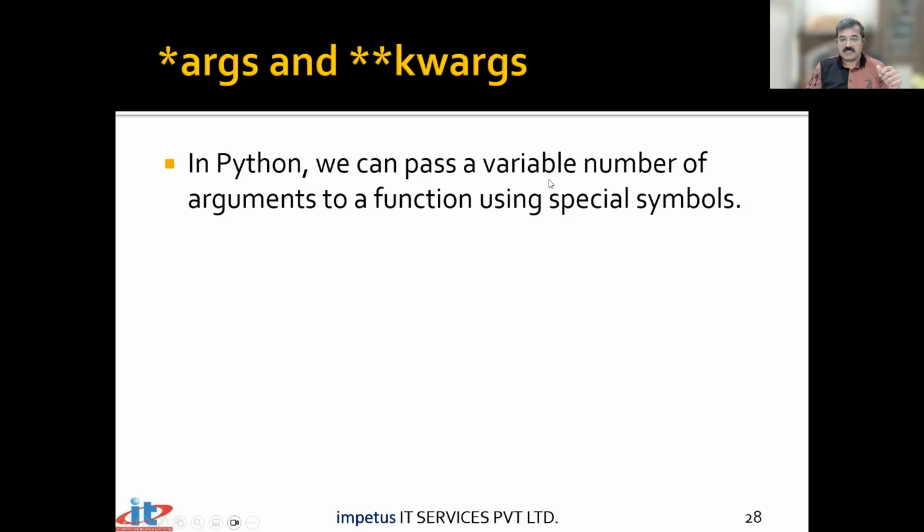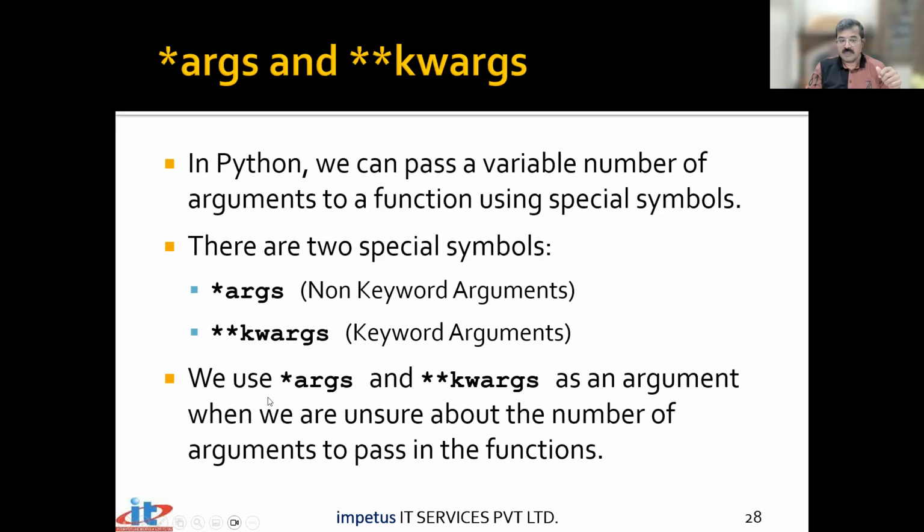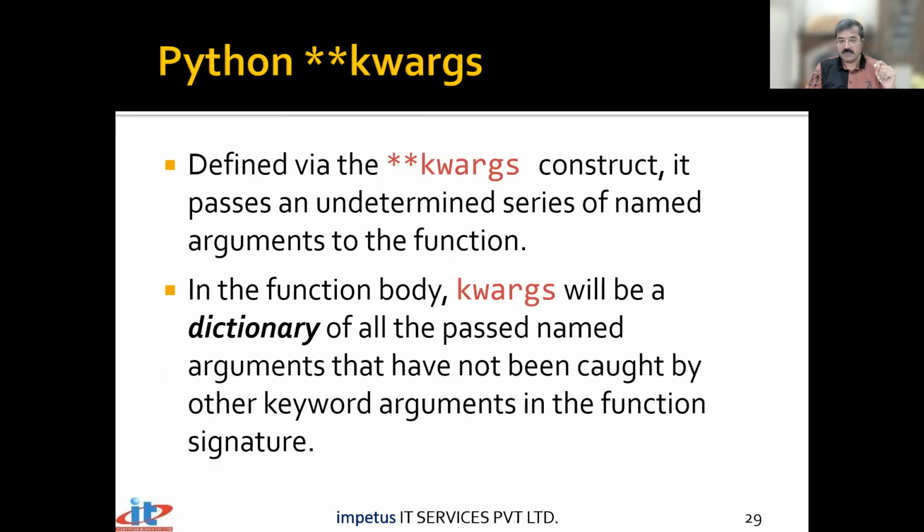So in Python, we can pass a variable number of arguments to a function using special symbols. There are two special symbols: *args for non-keyword arguments and **kwargs for keyword arguments. We use *args and **kwargs when we are unsure about the number of arguments we are supposed to pass. This is for the number of non-keyword arguments and this is for the number of keyword arguments. When we are not sure how many such arguments are to be passed, we go ahead with these kinds of features.